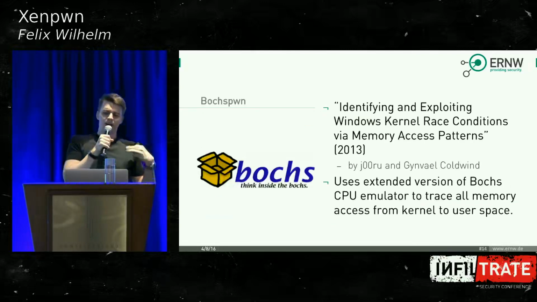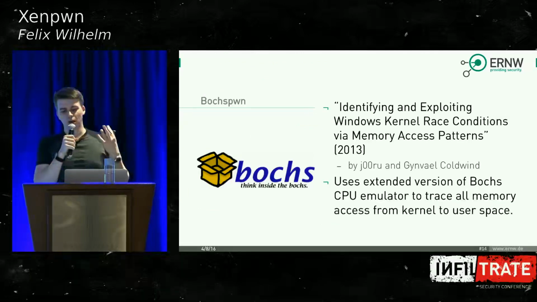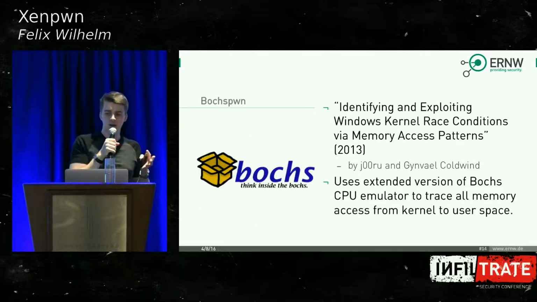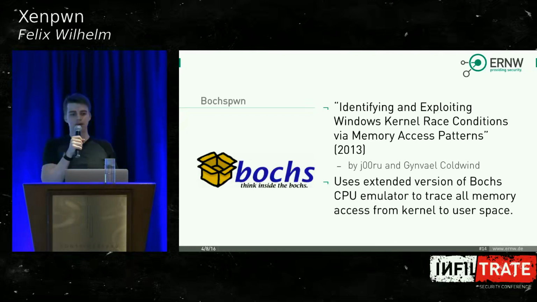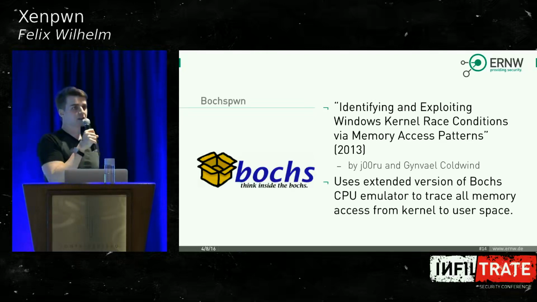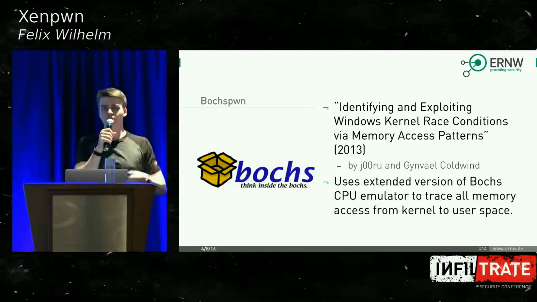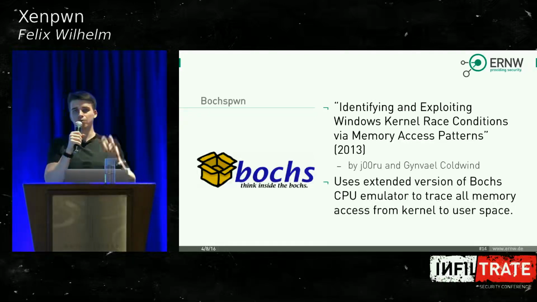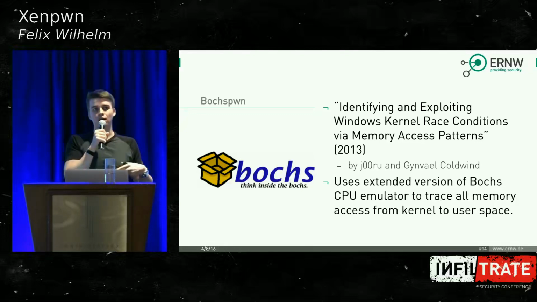And then in 2013, you had this really interesting research, Identifying and Exploiting Windows Kernel Race Conditions via Memory Access Patterns, from Jurczyk and Coldwind, also known as Bochspwn. The idea was they extended the Bochs CPU emulator to trace all memory accesses that are performed from kernel to user space, and then search these memory access traces for potential double fetch vulnerabilities.